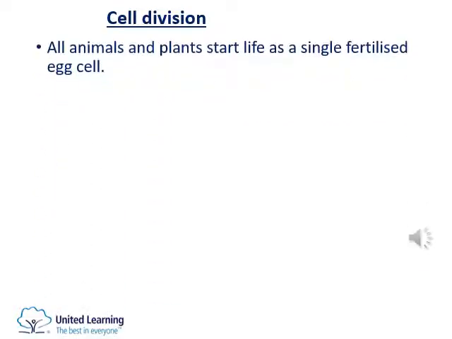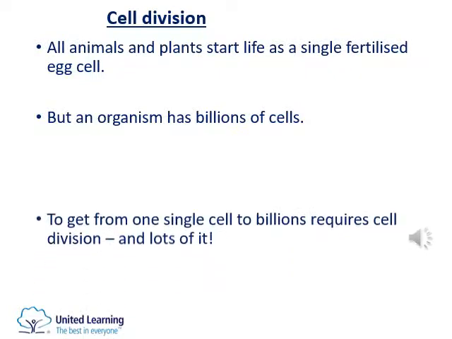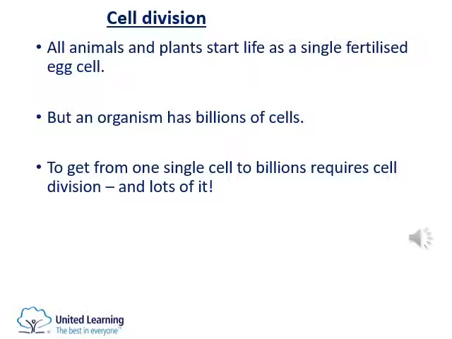What do we mean then by the cell cycle? So the cell cycle is just the different stages of cell division. All animals and plants, all of us, have started life as a single fertilised egg cell. But an organism like us is made up of billions of cells. So to get from that one single cell to billions of cells is going to require cell division. Lots and lots of cell division. Cells are going to have to divide billions of times.